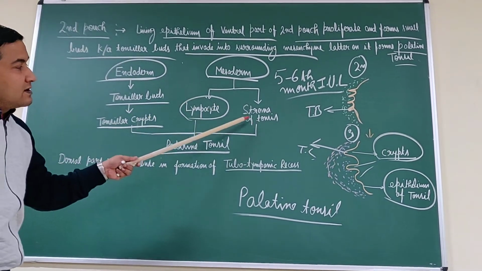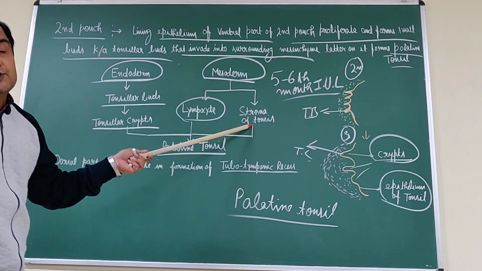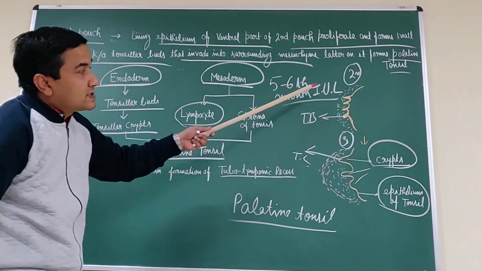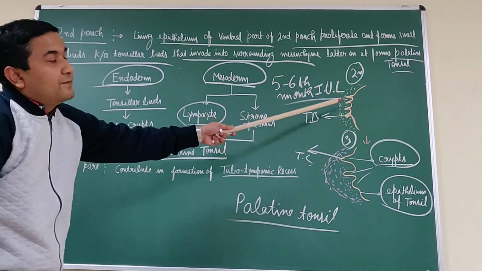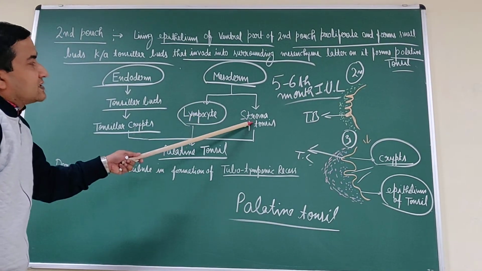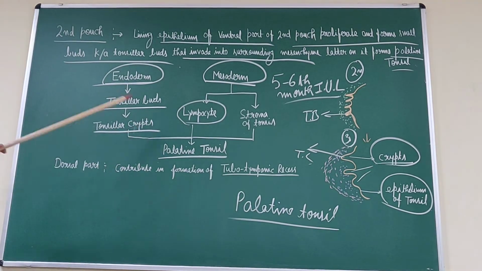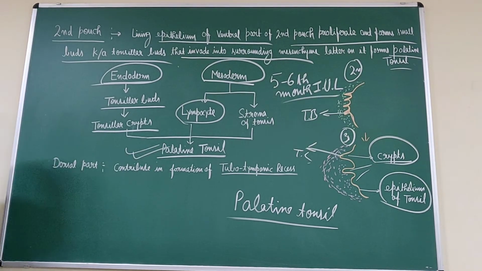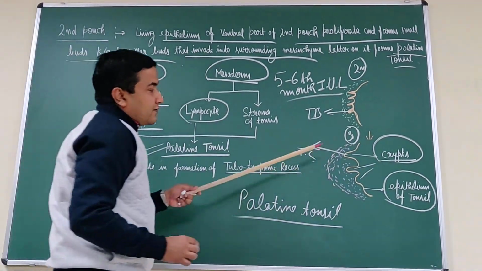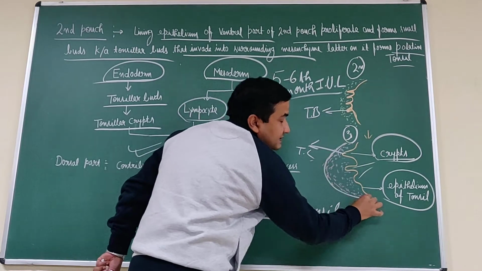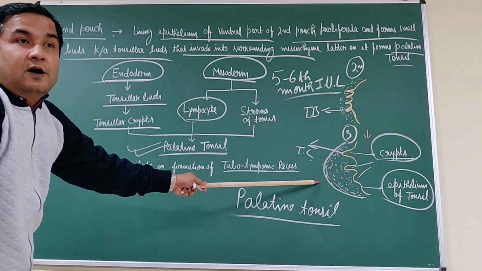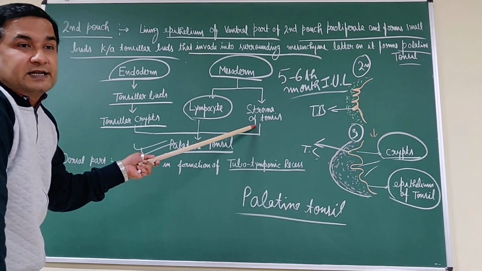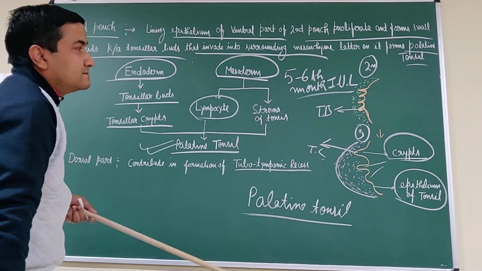And then this mesoderm forms the stroma. Stroma is the connective tissue that provides support to this tonsil. So these two structures are derived from the mesoderm, and as a result of both, the palatine tonsil is formed. This mesoderm also forms the capsule of the tonsil. The capsule of the tonsil is derived from the mesoderm.